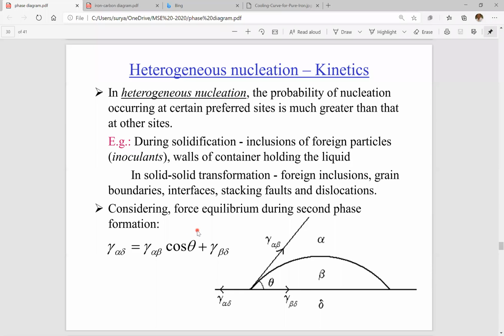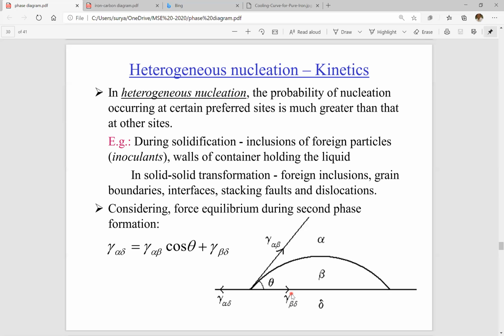So considering force equilibrium during the second phase formation, the equation is gamma alpha delta equals gamma alpha beta cos theta plus gamma beta delta. This is the equation for how the nucleation takes place. This is nothing but the resolution of the forces along a particular direction. In the heterogeneous nucleation process, there are energy levels associated: gamma alpha delta here, gamma beta delta here, and gamma alpha beta here. Gamma is represented as the surface free energy. So these are the three surface free energies.